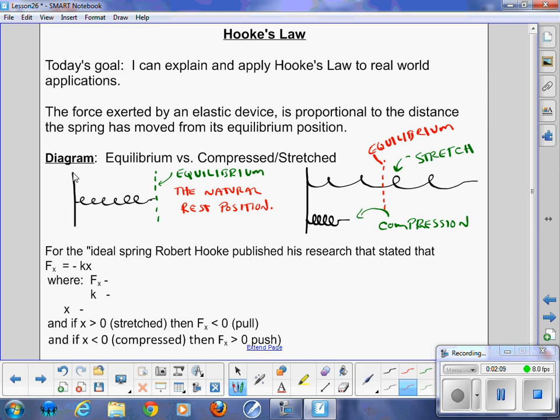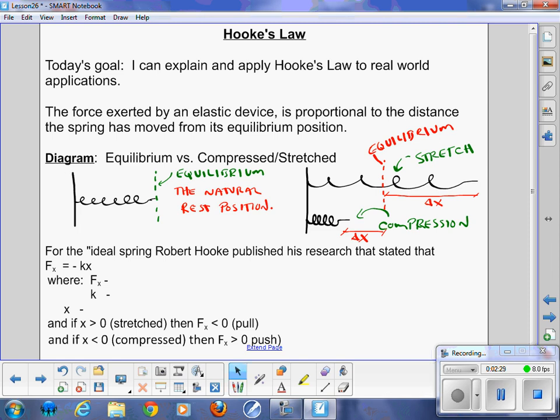Now, when we do that stretch or compression, the distance that it is from that equilibrium is going to be our measurement of delta x. So delta x is a measurement of how far is the spring being moved, stretched, or compressed from its natural rest position. So there's our delta x.